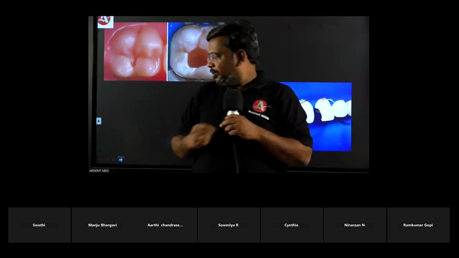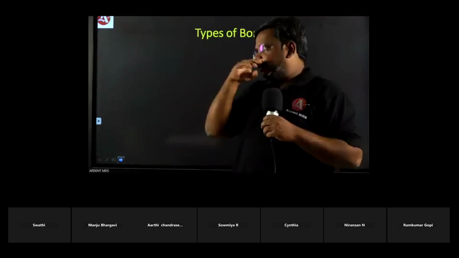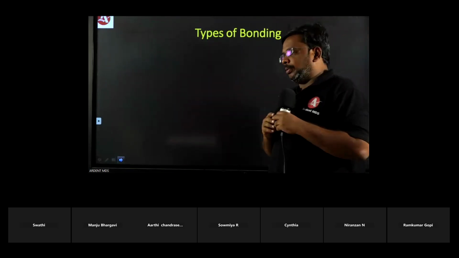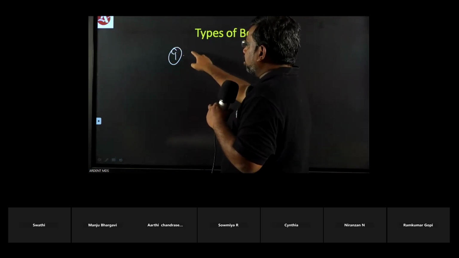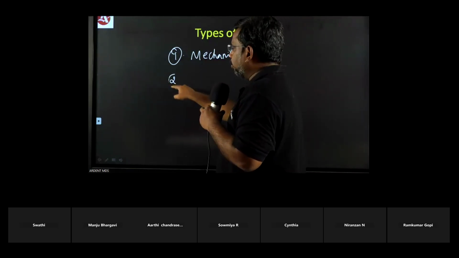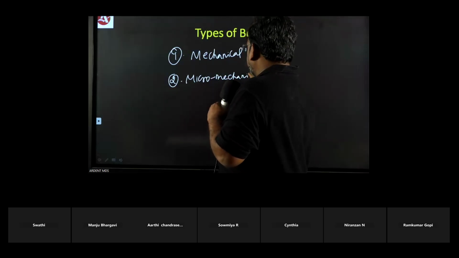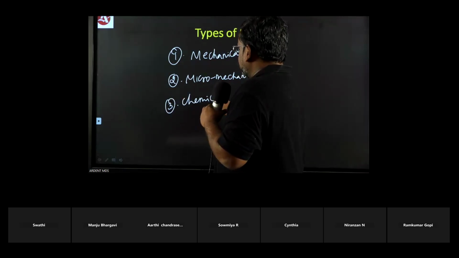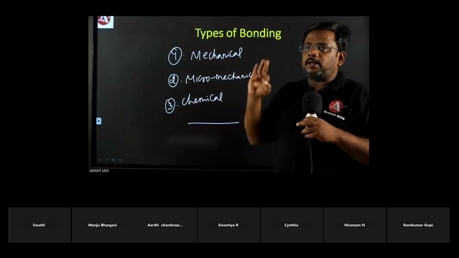For this you have to know there are three retentive features, or three types of bonding, happening between the tooth and the restorative material. Number one is mechanical, number two is micromechanical, and number three is chemical. All restorative materials are retained to, or bond to, the tooth only by these three bonding mechanisms.